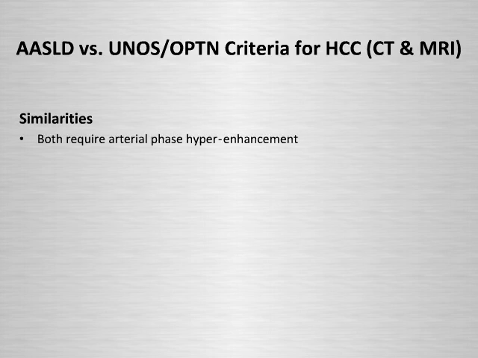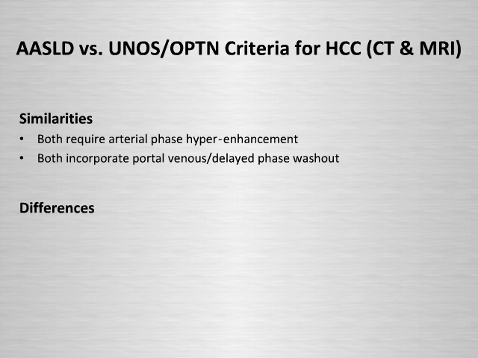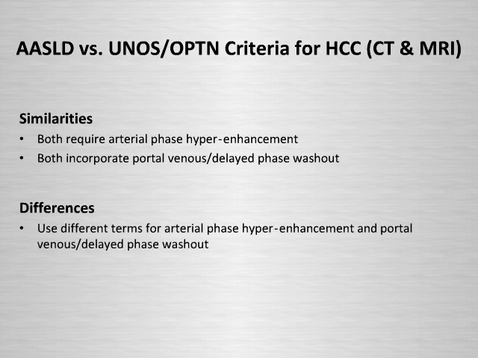The similarities are that they both require, for the diagnosis of HCC, the presence of arterial phase hyperenhancement, and they both incorporate portal venous or delayed phase hypoenhancement. But that's where the similarities end. There are other differences. They use different terms to define arterial phase hyperenhancement, and they use different terms to indicate portal venous washout. So they're actually using different terms to mean the same thing.